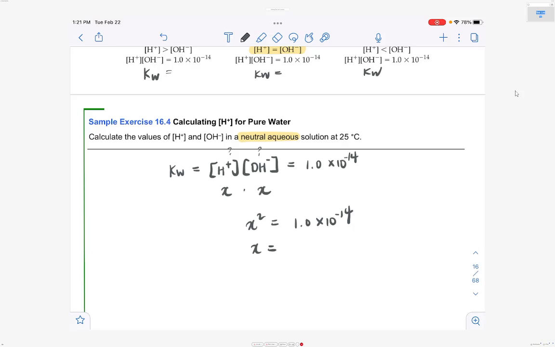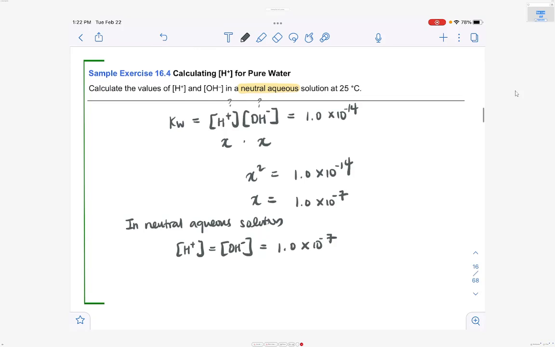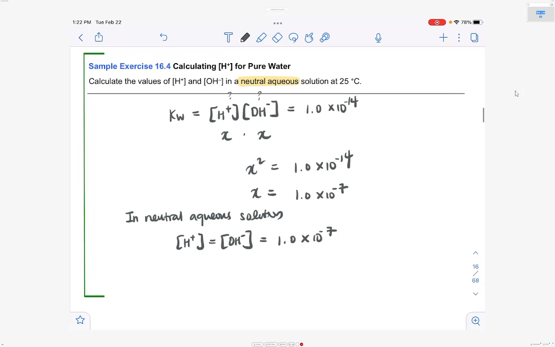X is going to be the square root of the Kw value, and it is going to be 1.0 times 10 to the negative 7. Okay, so that means in neutral aqueous solution, the concentration of proton equals the concentration of hydroxide equals 1.0 times 10 to the negative 7 molar.